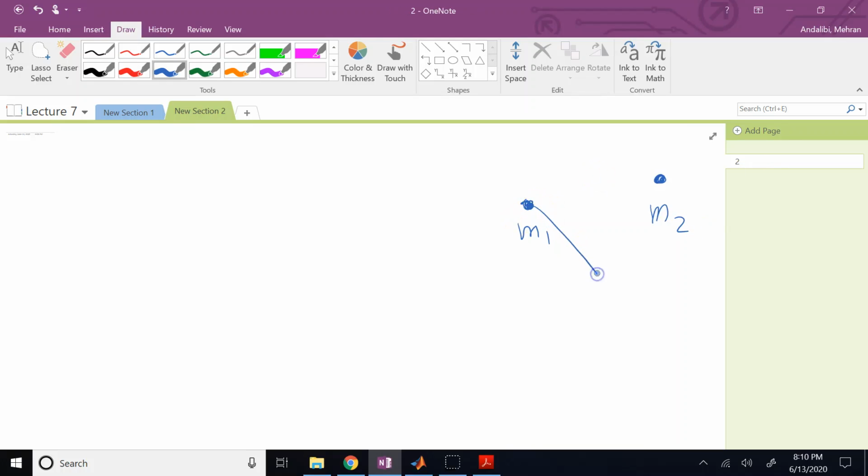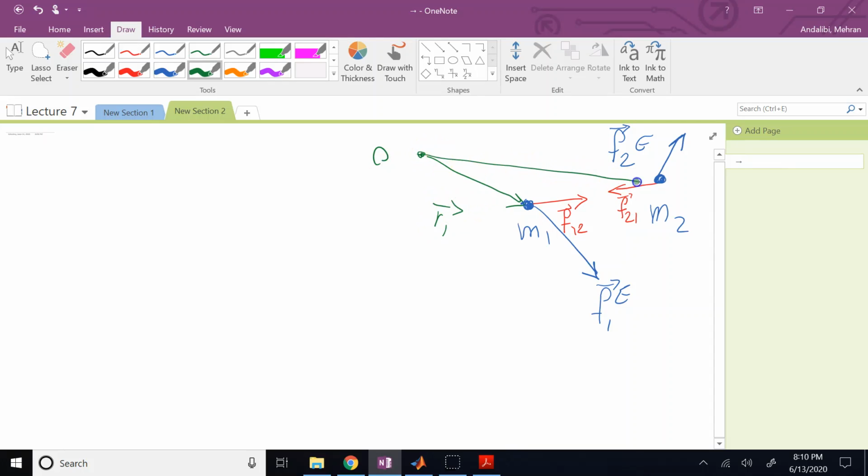M2. There is an external force on this one. I would call it F1 of E. There is one here. I would call it F2 of E. Then there is internal force exchange between these two. So this is F of 1,2. This is F of 2,1. And then the position vector of this particle with respect to the origin is called R1. The position vector for the other particle is called R2. And then the location of the centroid, so let's say this is the centroid, is shown with R bar.